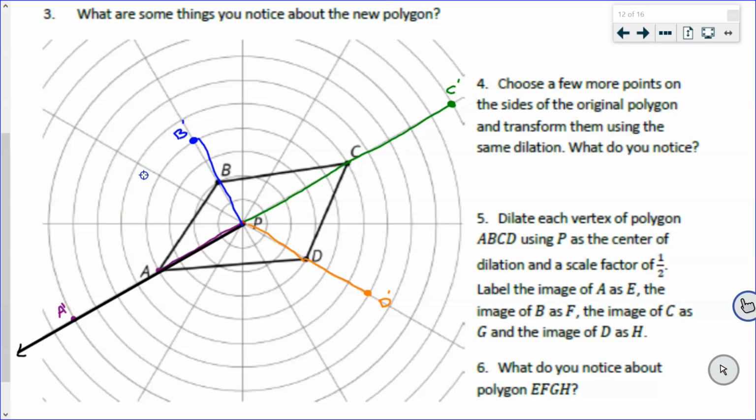Now we have figured out where each of those points are going to be. Now we need to make it official. We're going to connect each of those points with nice straight lines.